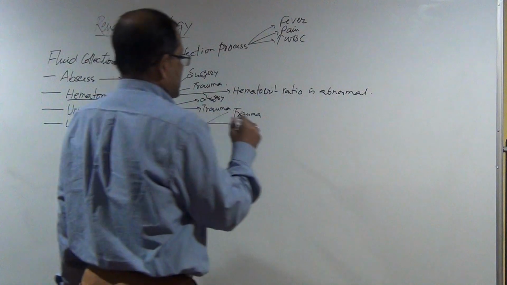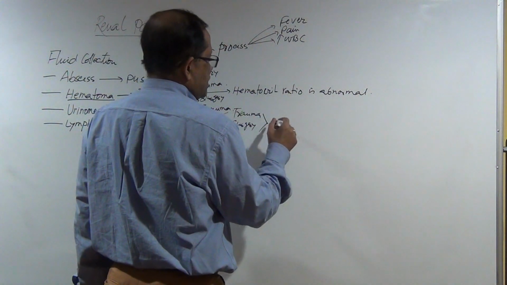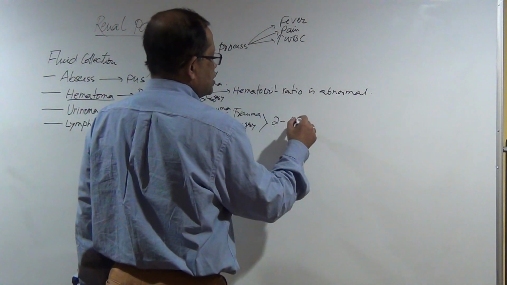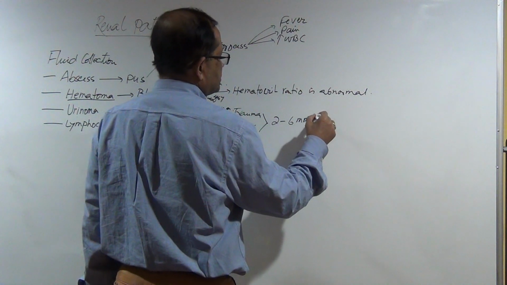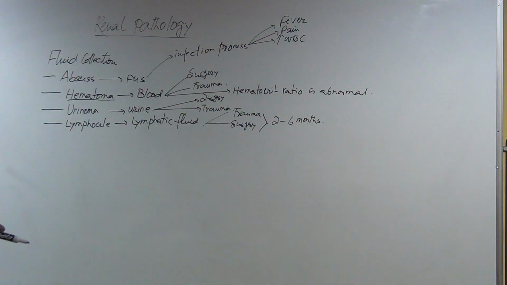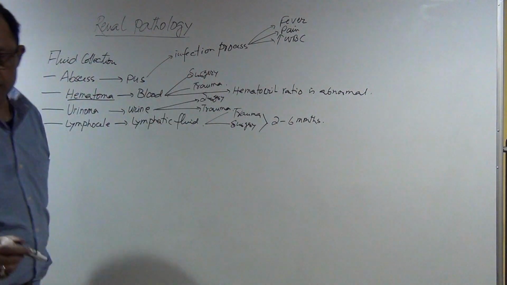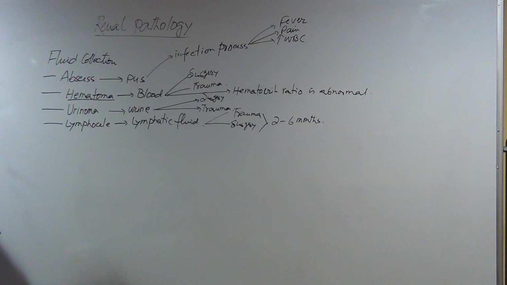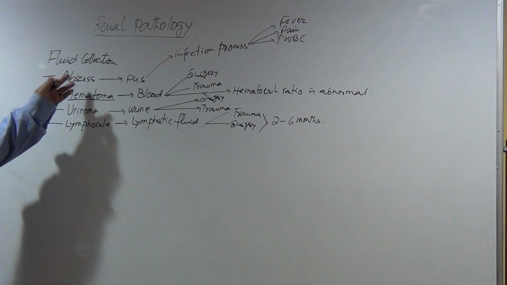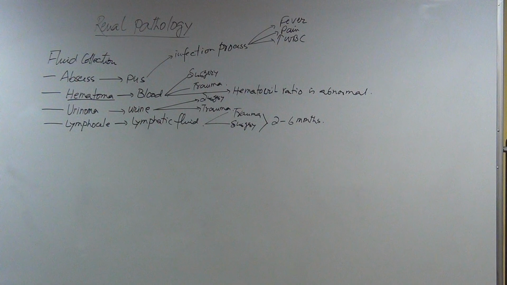And lymphocele usually develops in 2 to 6 months, not immediately. But hematoma is immediate. Hematoma, urinoma is immediate. Abscess usually takes a couple of days, 7 to 10 days, then abscess is formed.